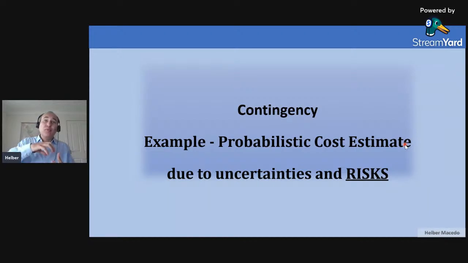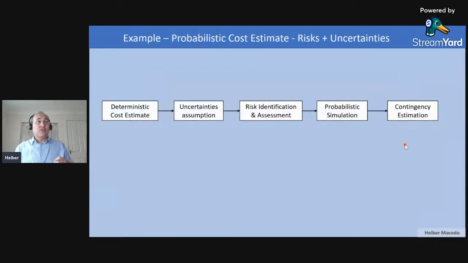Now we will move to a second scenario, because the first scenario is only with uncertainties. So now we will do a second calculation using probabilistic cost estimation, but I will include uncertainties for salary and for duration, and risks as well. So what would be the difference from the process that we saw in the previous slides? The difference is this new step here, where I need to identify the risks, and also I need to assess the risks.